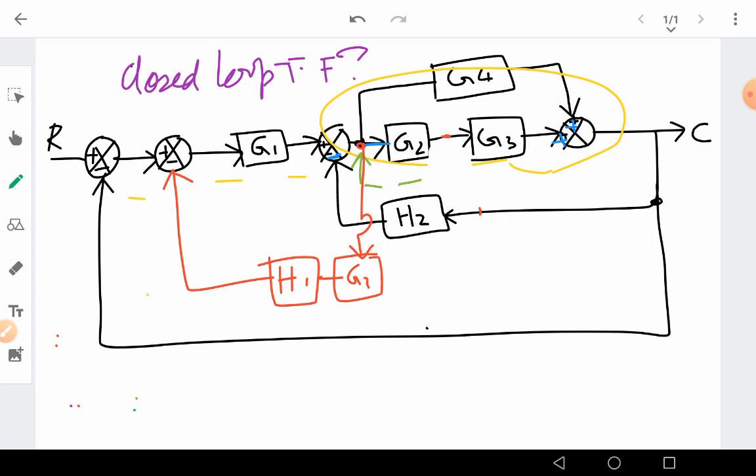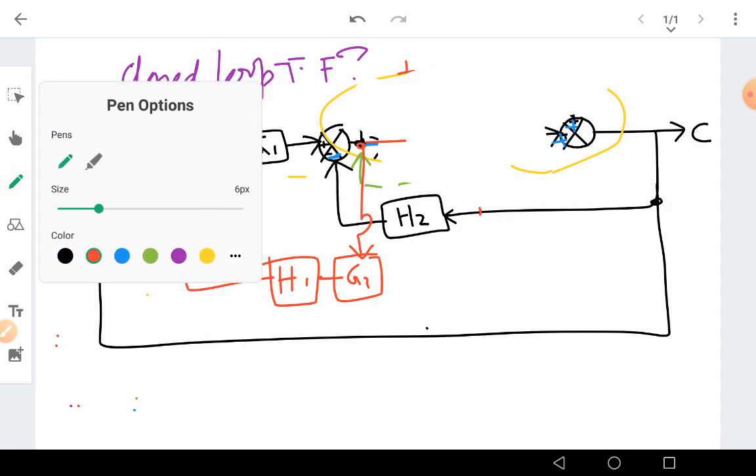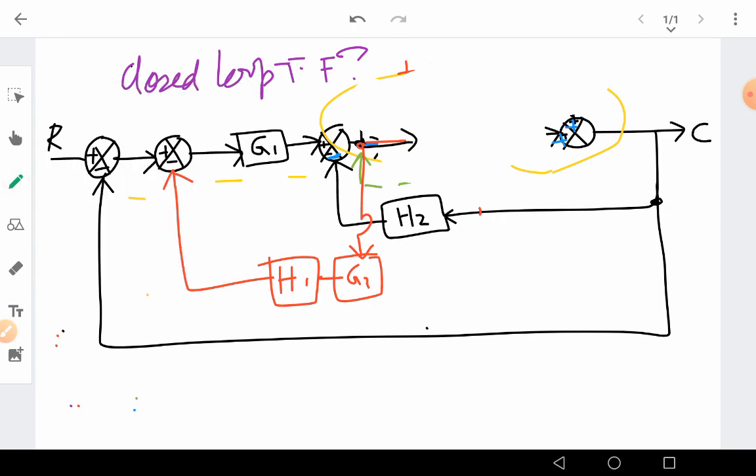Now we can see G2 and G3 are in series, so I need to multiply them, and G4 is in parallel, so I have to add it. So what will be simplified? I can simplify it here. This becomes G2 into G3, and this becomes G2 into G3 plus G4. So this has simplified this.